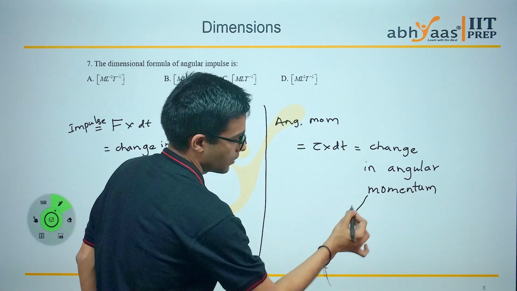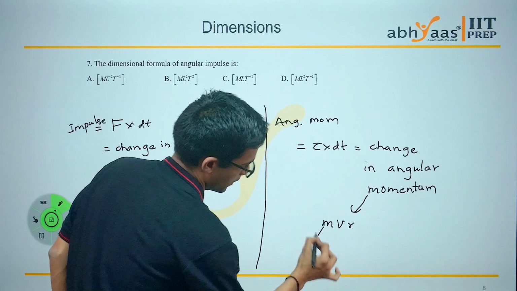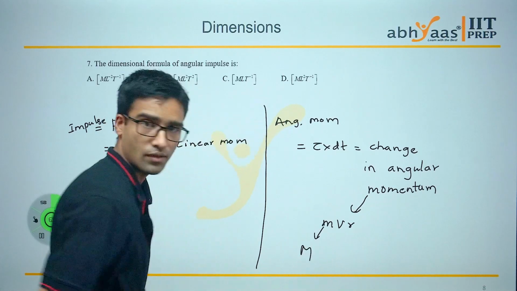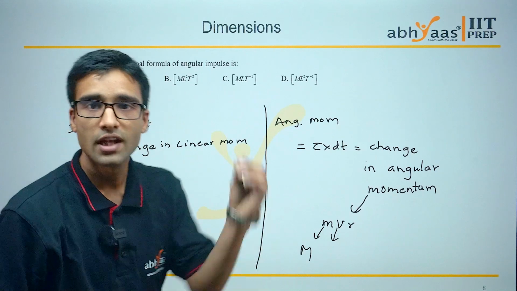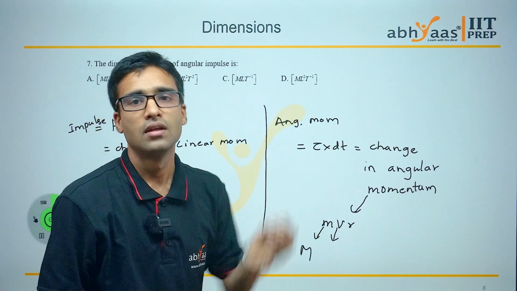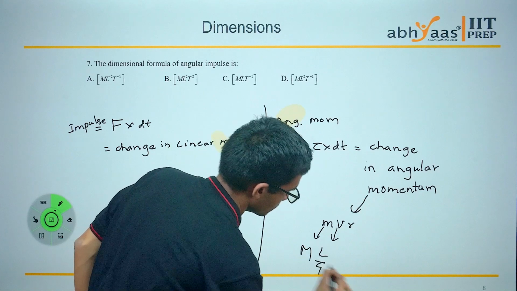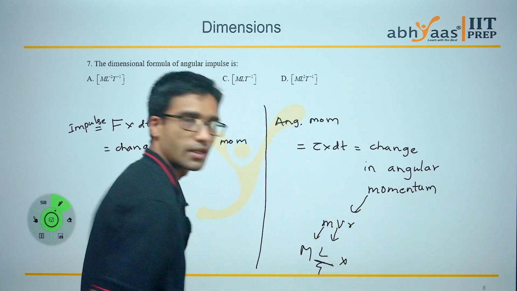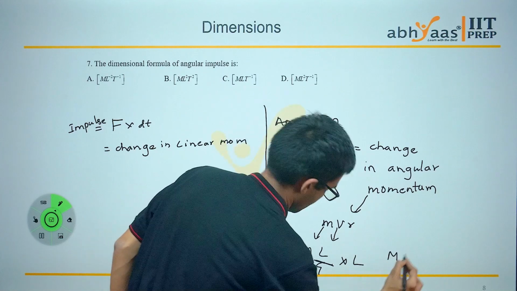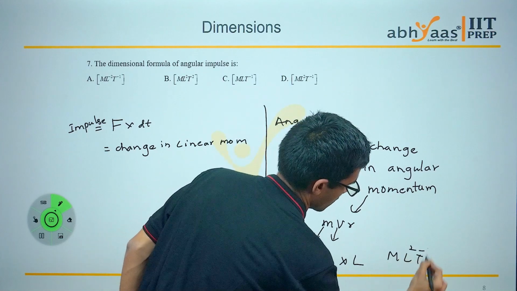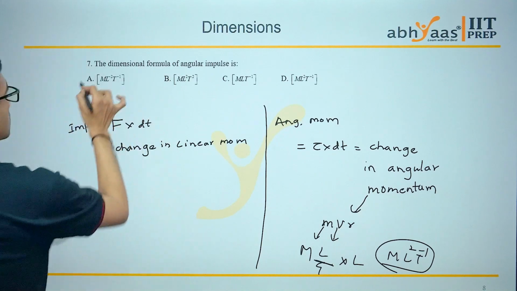We can do in simple way, that is angular momentum formula is m v r. So m is the mass, we can write as M. Velocity is meter per second. That means length per second, so L by T. M into L by T into L by T into radius r, that is also L. That means what you are getting, M L square T power minus 1. Okay, M L square T power minus 1 is there.